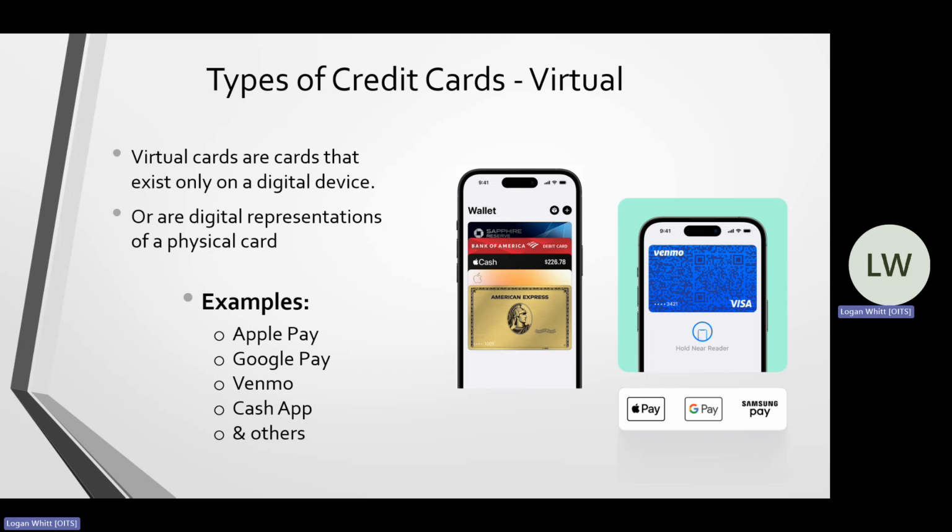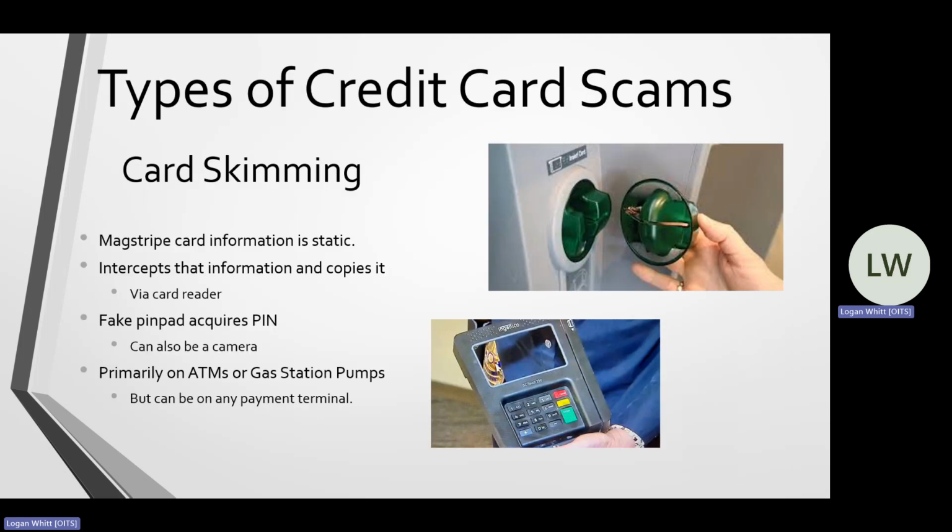So, how do criminals target these cards? What are the threats you need to look out for that target your credit cards? Firstly, let's talk about card skimming. As stated previously, magstripe cards are extremely vulnerable, and it has to do with the fact that the information stored on the magstripe is static. It does not change, and that is a serious threat.